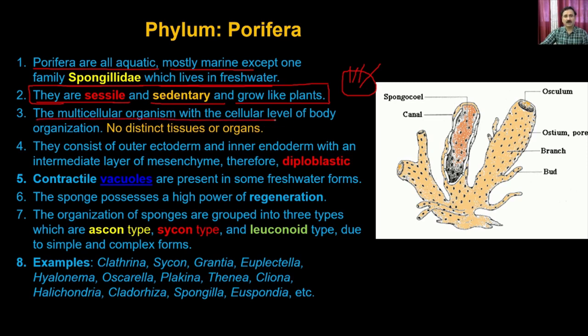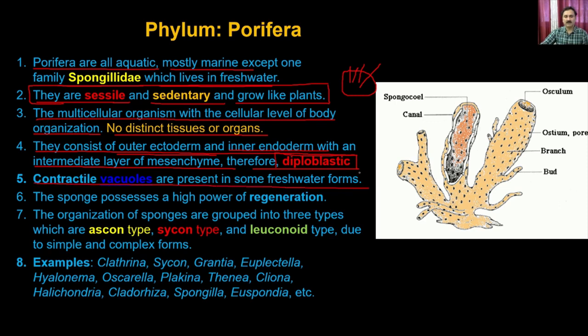They are multicellular organisms with a cellular level of organization. So there is no organ or tissue present in the Porifera. They consist of two germ layers, present as the outer ectoderm and the inner endoderm with an intermediate layer of mesenchyme. So they are typically diploblastic animals, which means they only have two germ layers. Contractile vacuoles are present in some freshwater sponges.